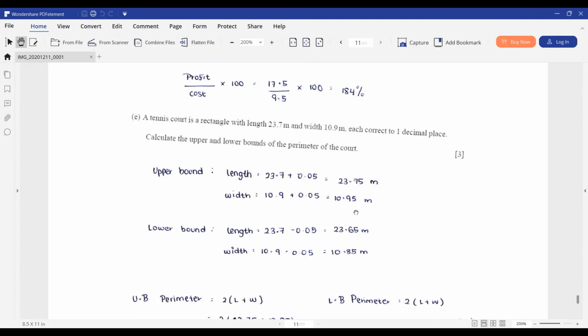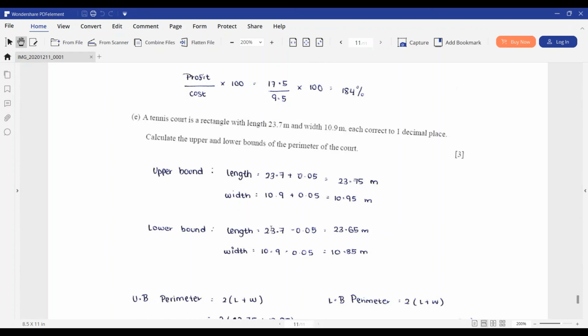Now let's do the same for the lower bound. For the lower bound, you subtract the 0.05 because you want to find the least possible value. So we're going to take 23.7 and subtract 0.05. That gives us 23.65 meters as the lower bound length. And for the lower bound width, you take 10.9 minus 0.05. That is 10.85 meters. So these are the lower bound dimensions.